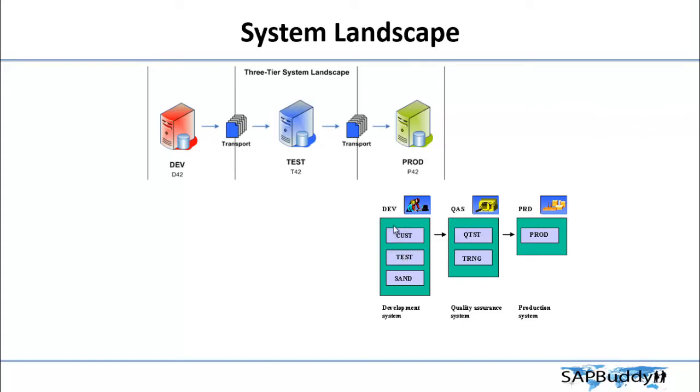If you see here in the development system, you have three clients. You can see customizing, testing, and sandbox. Customizing is basically customizing as well as the program development. What is testing for? Let's say whenever you did any customizing changes and you wanted to check whether the changes you have done are correct, then you can transport internally to a different client and test it there, whether your changes are working correctly or not.